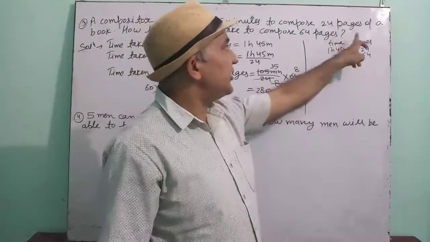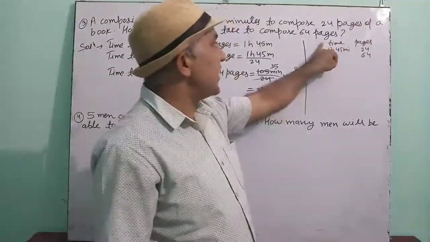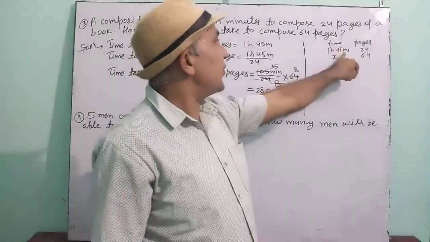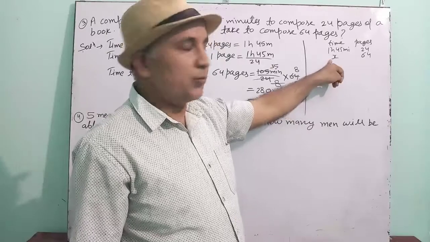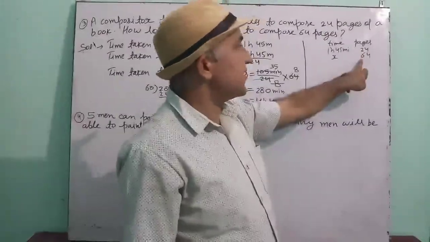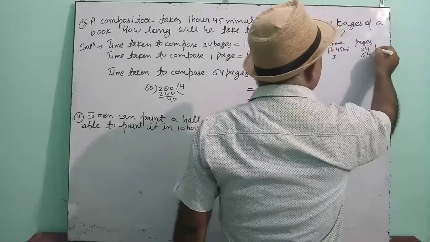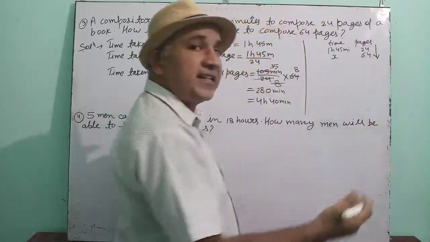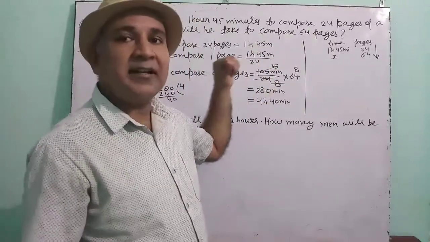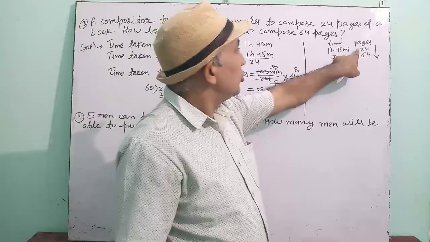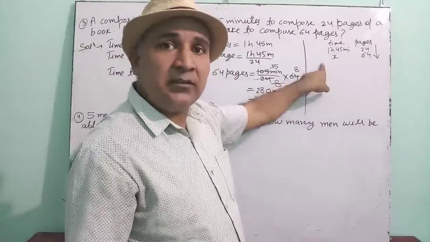One side one quantity, second side second quantity. Any quantity you can take. Suppose I have taken time. So 1 hour 45 minutes and X hours. That we have supposed. 24 pages, 64 pages. Okay. You are watching that 24 to 64 is increasing. Now think here, is there direct relation or indirect relation? To compose more pages, more time will be taken.